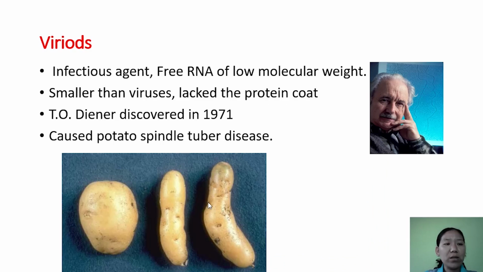Now, other than viruses, there is the viroid. A viroid is an infectious agent composed only of RNA, which is of low molecular weight, and its size is smaller than that of a virus. It does not have a protein coat. It has only free RNA, which causes disease. It was first discovered in 1971 by T.O. Diener. An example of a disease caused by them is potato spindle tuber disease. Here the tuber is spindle-shaped.